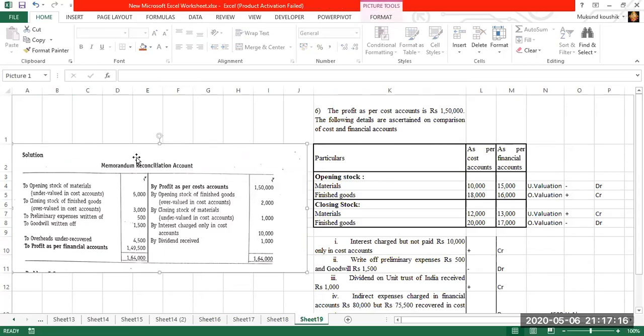Again I will not explain how to prepare it. To start with profit as per cost accounting 1,50,000, all items which you are supposed to add you record on the credit side of the account, and on the debit side all amounts which you are supposed to deduct you record on the debit side of the account. Take the difference between the two. The balancing figure 1,49,500 will be your profit as per financial account. So this is how you have to prepare the memorandum reconciliation account.